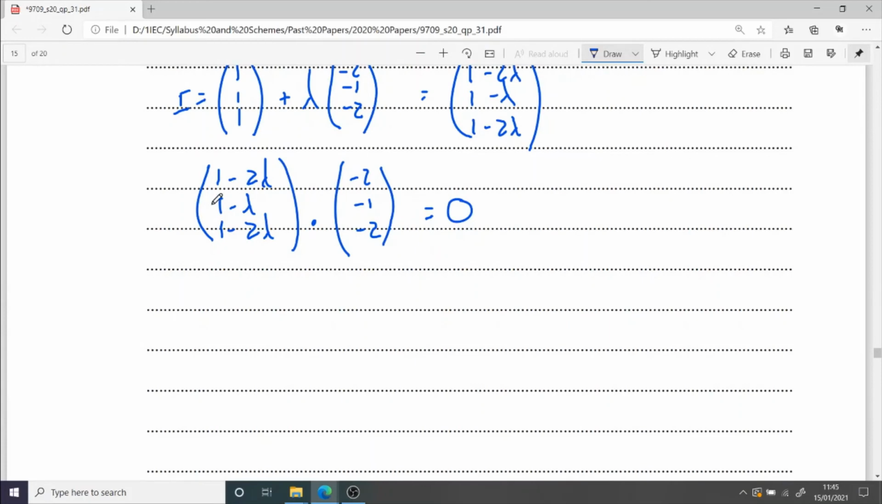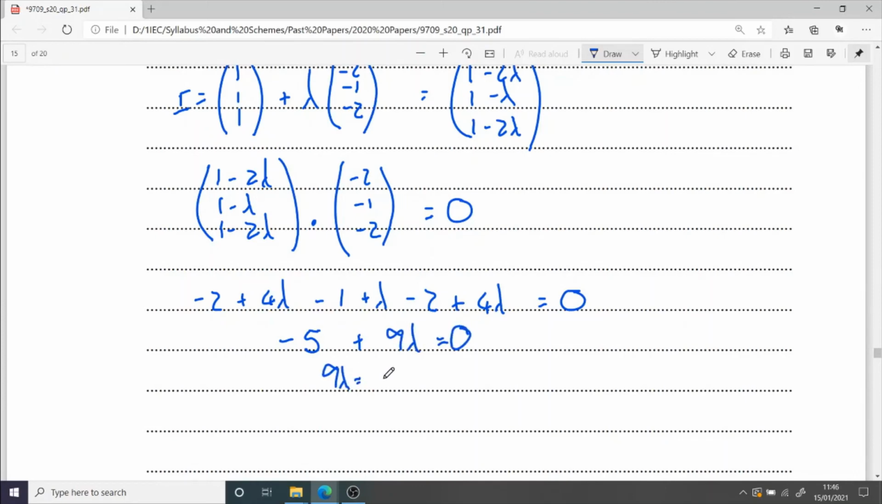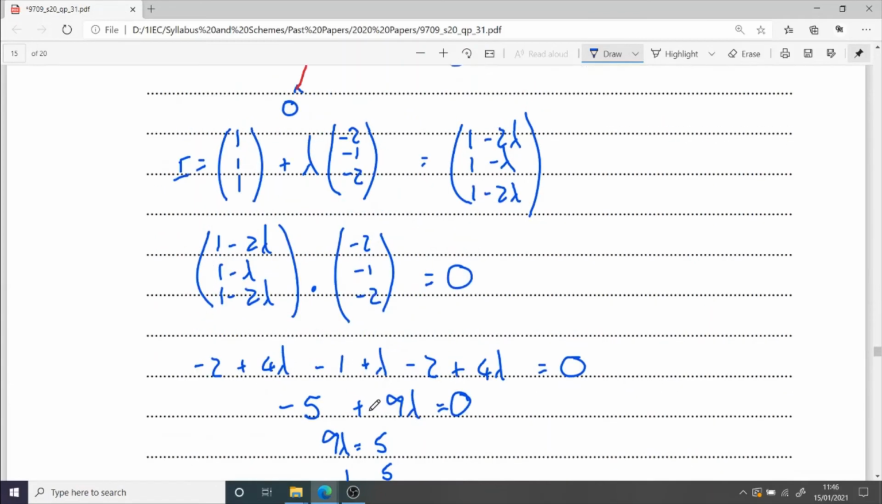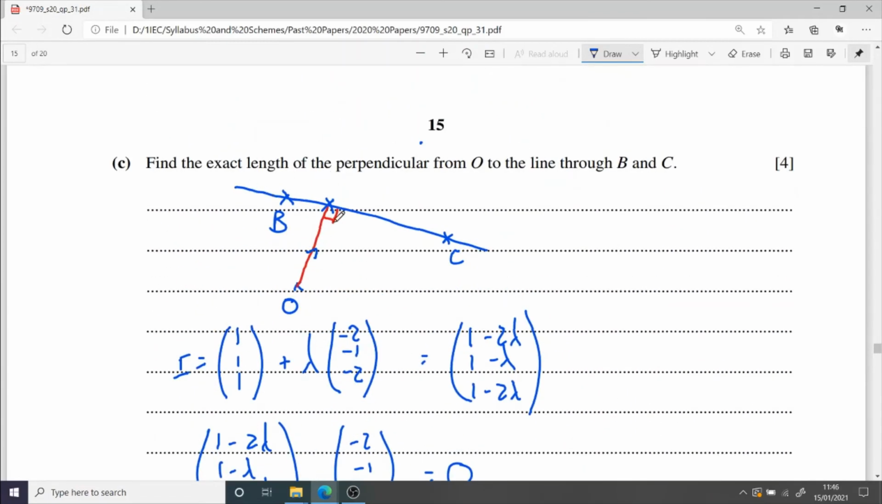So now we're going to multiply our components together. So 1 times -2 is -2 plus 4 lambda, that's the first one, minus 1 plus lambda, the second, minus 2 plus 4 lambda, and the third. And that must be equal to 0. Let's collect like terms here. So we have -5 plus 9 lambda equals 0. So 9 lambda is equal to 5. So lambda equals 5/9. It would be easy to think that you finished the question, but we haven't, because we actually want to find the length of this line.